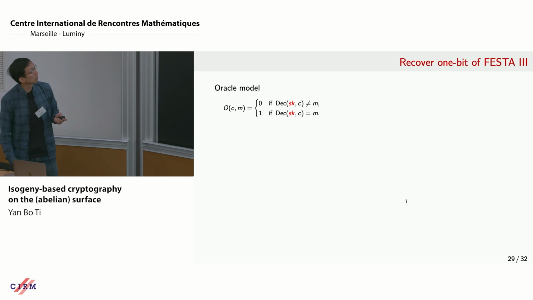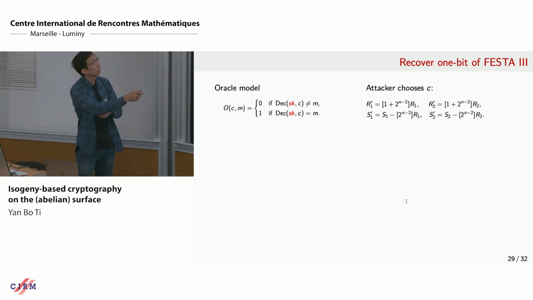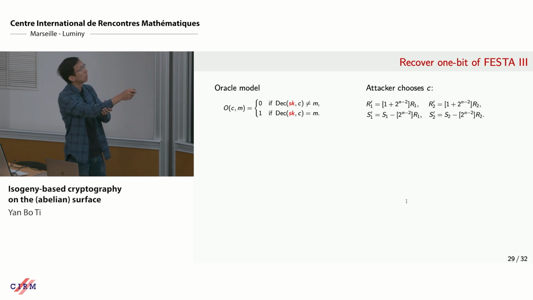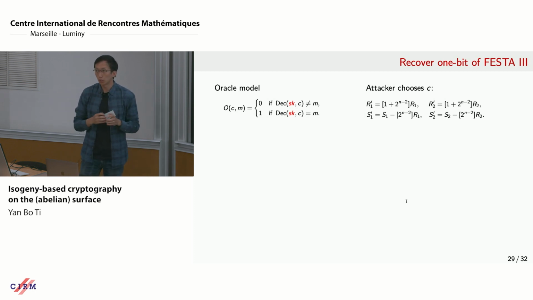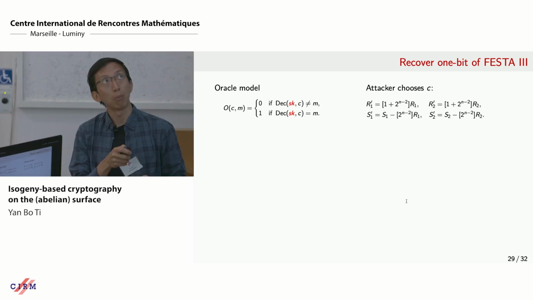So the oracle model is this. The attacker chooses a set of points R1, R2, S1, S2, which should correspond to the original plaintext. But now you're choosing something slightly different, right? You're choosing R1 prime, R2 prime, S1 prime, S2 prime. And these look different now.